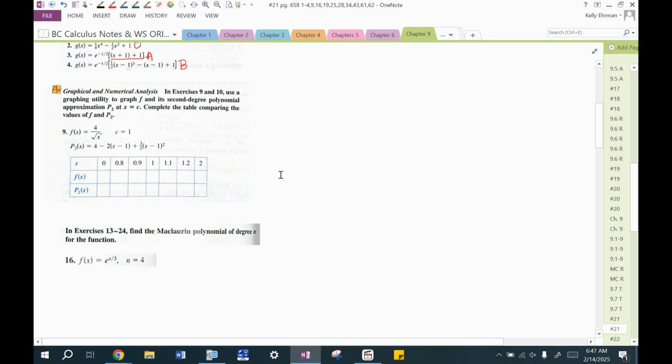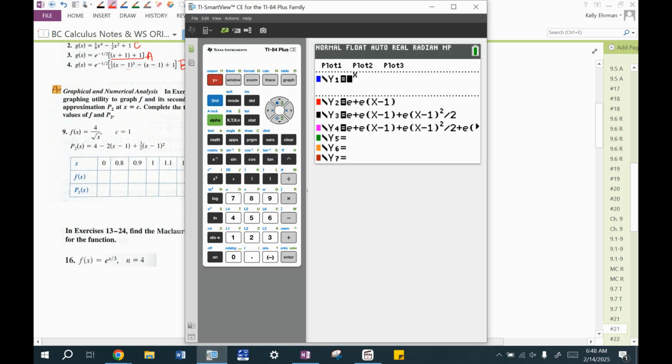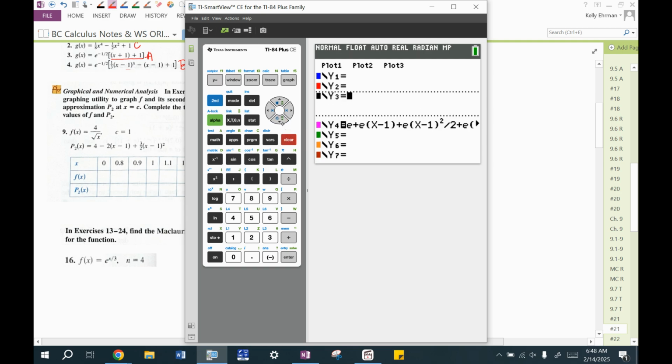Let's look at number 9. We need a calculator for this problem. Use a graphing utility to graph f and its second degree polynomial at x equals c. Complete the table comparing these values.